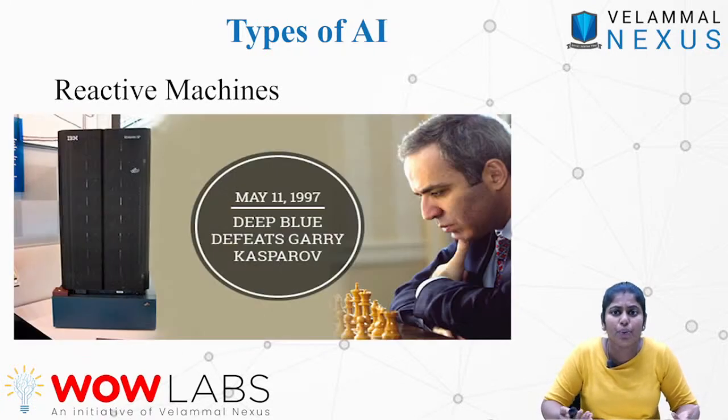IBM's Deep Blue, which defeated chess master Kasparov in the 1990s, is a reactive machine that sees the pieces on the chessboard and reacts to them. It doesn't have past memory and cannot use past information to inform future actions.